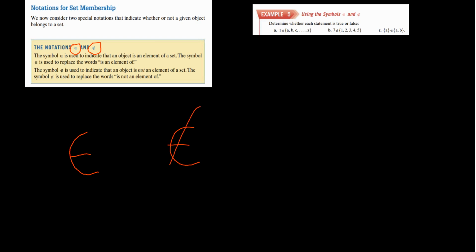So what do these notations mean? The sideways E symbol is used to indicate that an object is an element of a set. The symbol replaces the words "is an element of," so you can just write that symbol instead. On the other side, if I put a line through it, that means "is not an element of" a set. So two new notations for you. Let's do example 5.